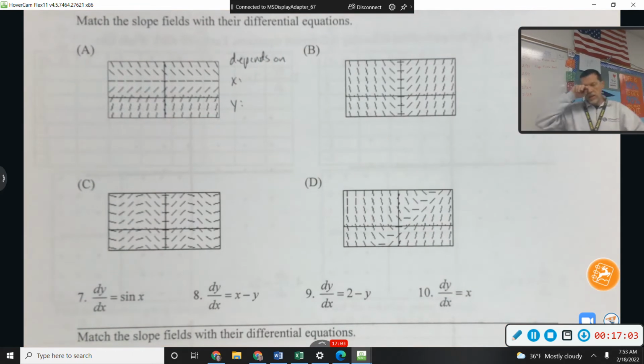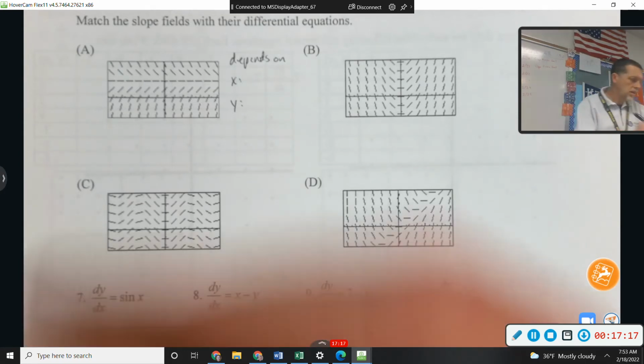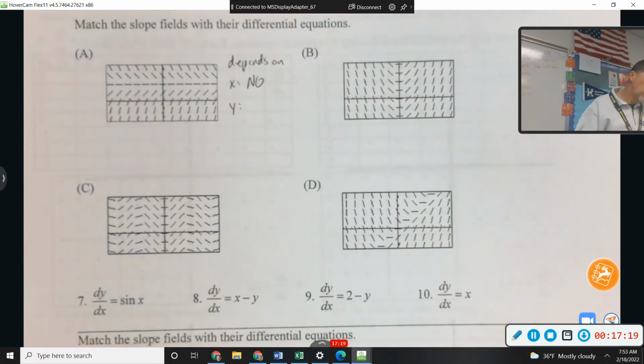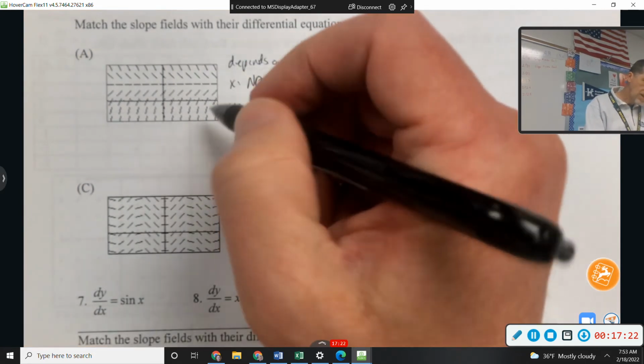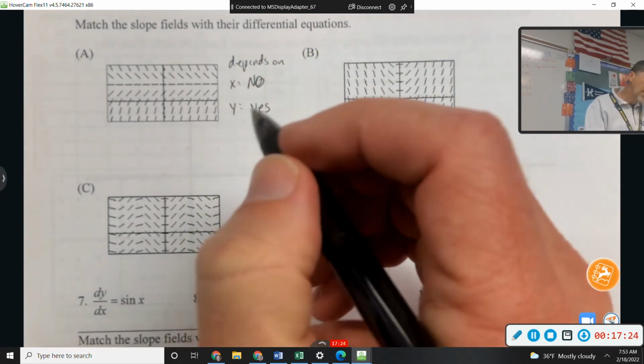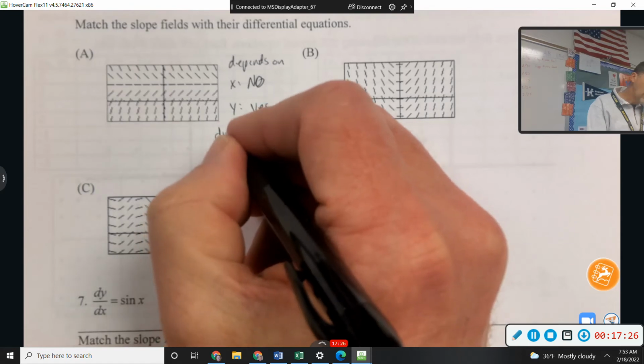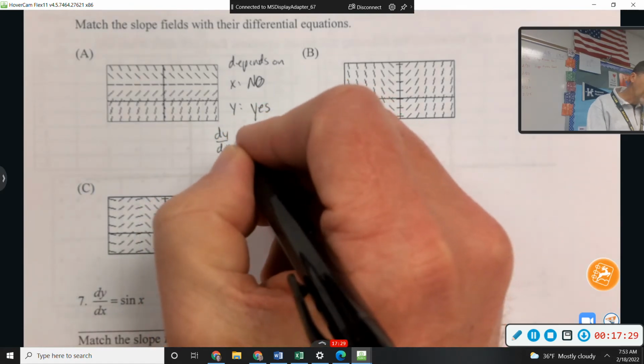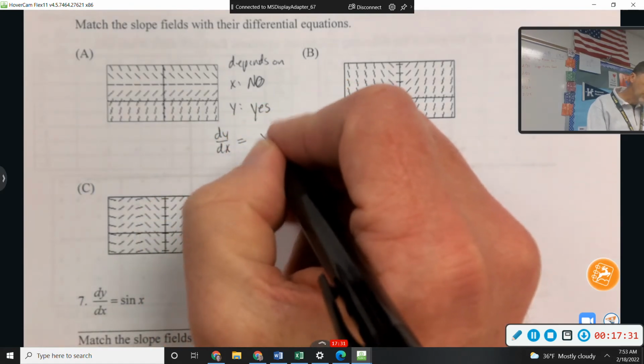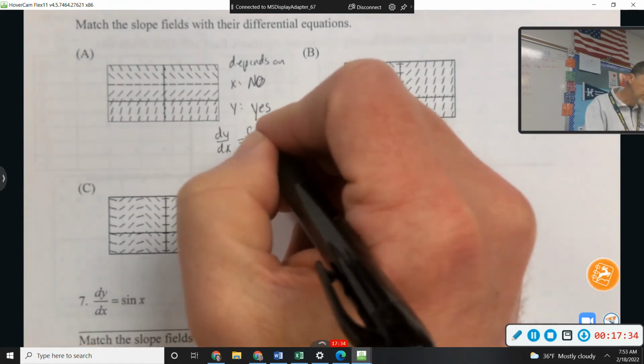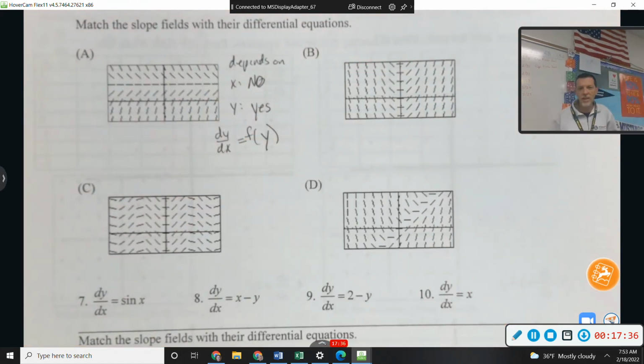So let's think through A together here. So looking at A, slope field A, do the slopes depend on x? Yes or no? No. As you move left or right, they stay the same. Do they depend on y? Yes. So that means I need a dy dx that's equal to some function of y. I don't want any x's in it because it doesn't matter what x is.